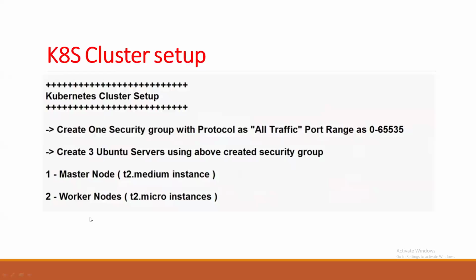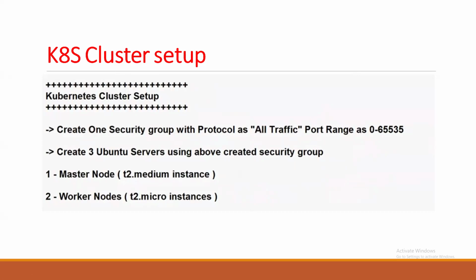Is that understood? Yeah, Kubernetes cluster setup. So for the Kubernetes cluster setup, create one security group with protocol all traffic and port range 0 to 65535. Then create three Ubuntu servers using the above created security group, with one master node. The master node is nothing but a T2 medium instance, guys. So what is that? A T2 medium.